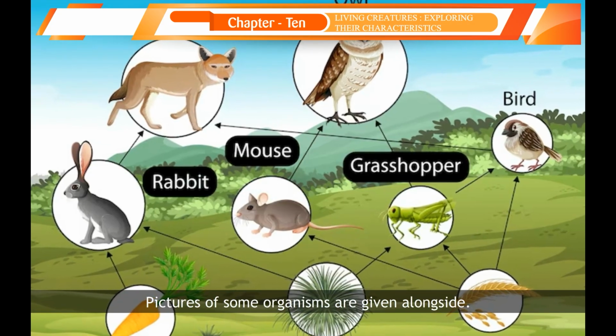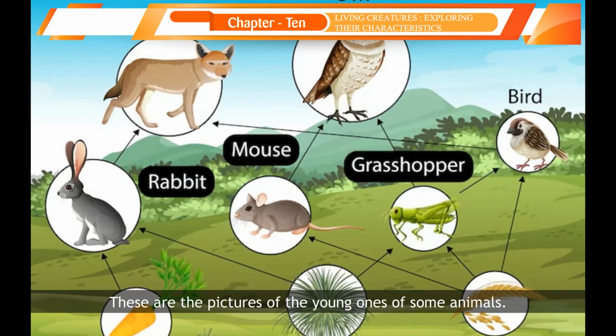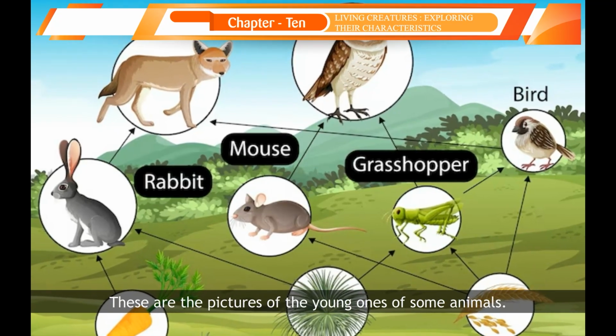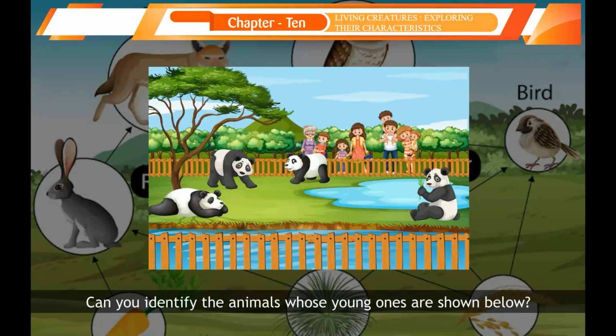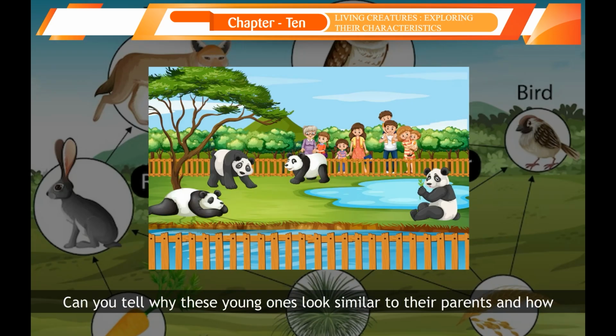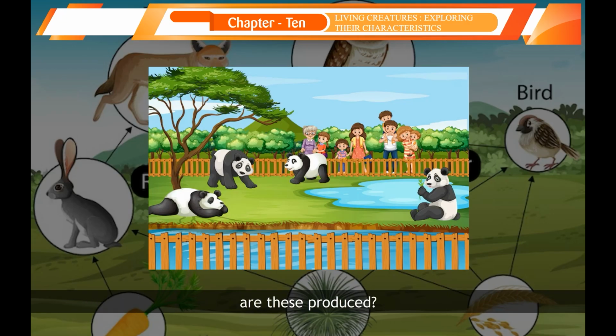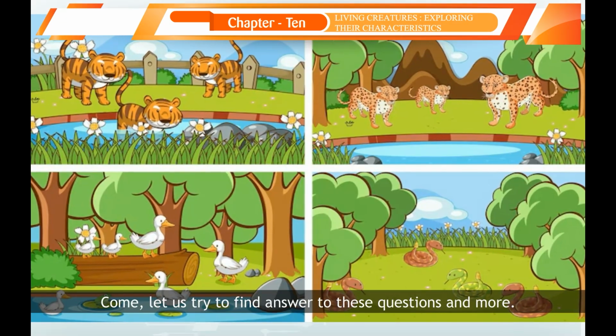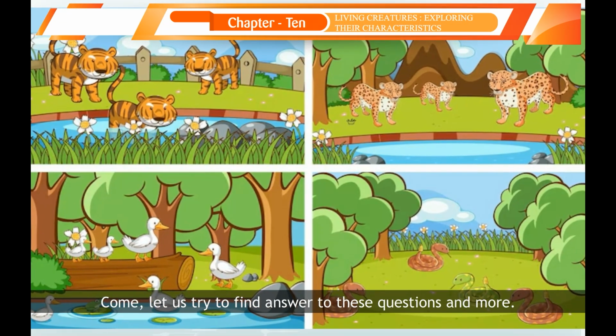Pictures of some organisms are given alongside. These are the pictures of the young ones of some animals. Can you identify the animals whose young ones are shown below? Can you tell why these young ones look similar to their parents and how they are produced? Come, let us try to find answers to these questions and more.